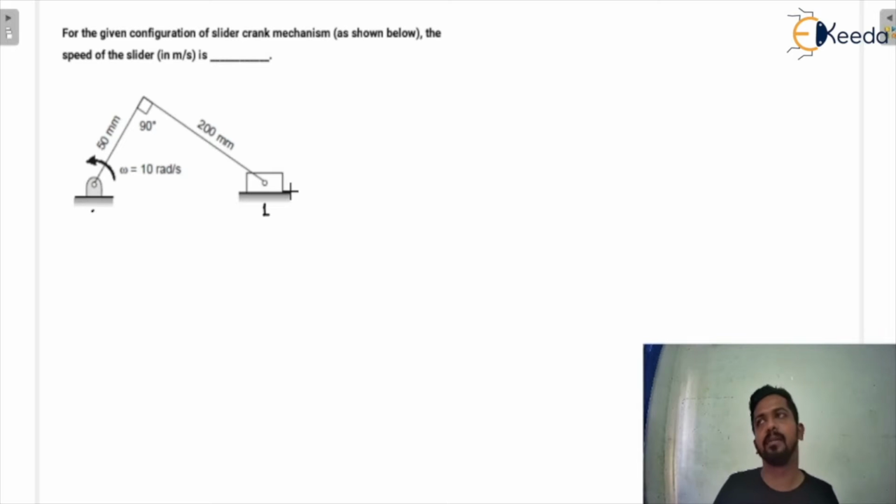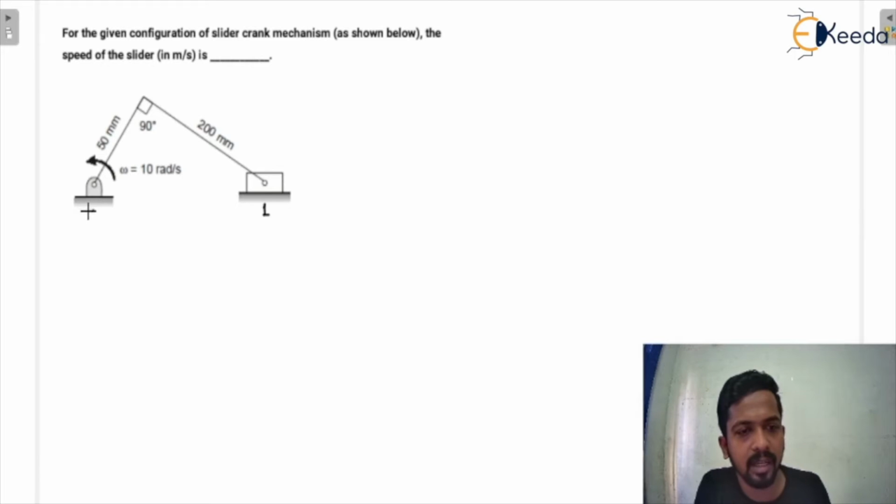See, in the GATE examination, they generally ask questions based on the speed of the slider. Repeatedly, they are asking. So you must understand the concept of how to calculate the speed of the slider, because the mechanism can be changed. Now we are studying velocity analysis, so we are using the instantaneous center method in order to find out the speed of the slider.